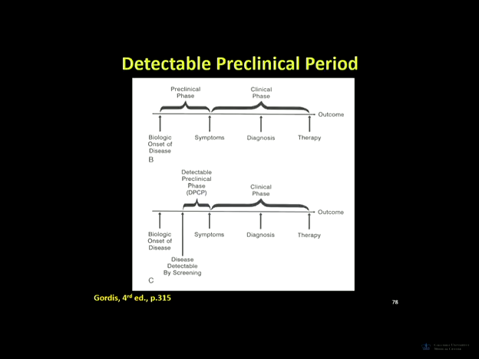Okay. So what does screening change about what you saw in panel B? You have a biological onset of disease, but now here in this preclinical phase, you're doing your screening test, and you're detecting the disease, or the disease that will develop, early, before symptoms would have developed in the natural history. Okay?